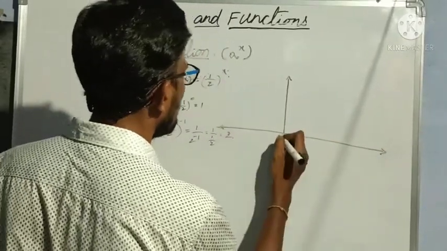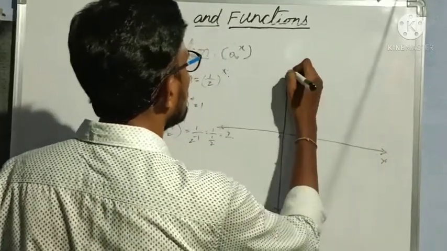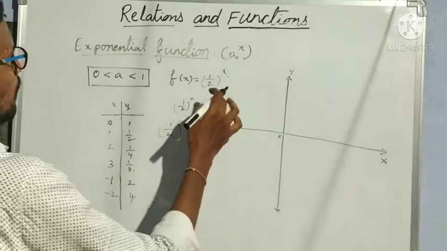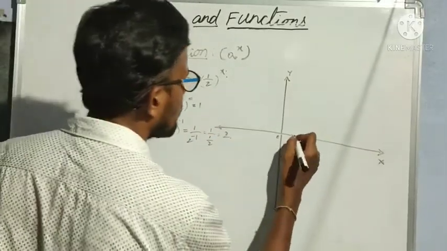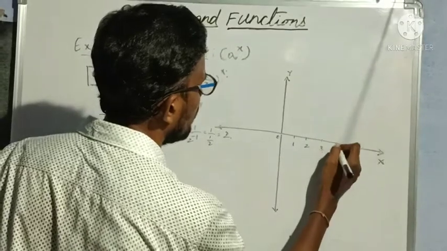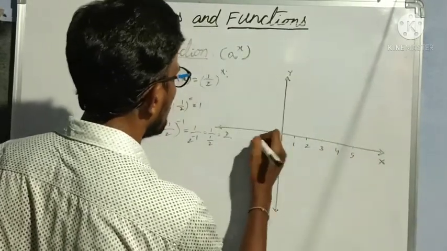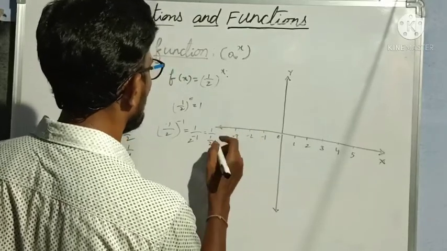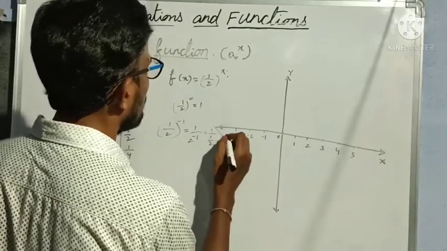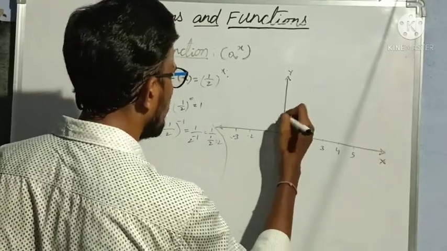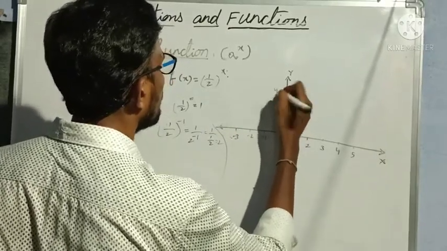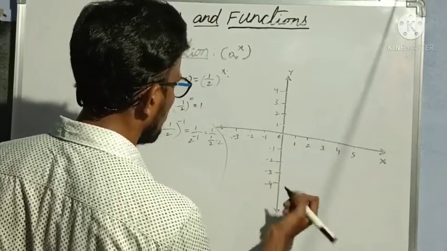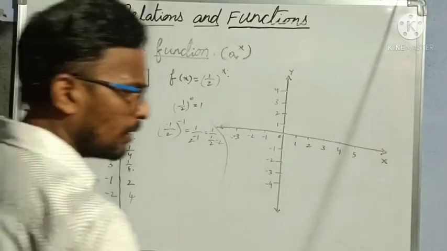Yes. So this is 0, x-axis, y-axis. Now, when x value is 0, first let us take 1, 2, 3, 4, 5, minus 1, minus 2, minus 3, and so on. Here on the y-axis also 1, 2, 3, 4, minus 1, minus 2, minus 3, minus 4. So now let us plot this graph.